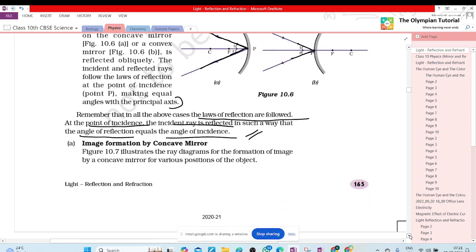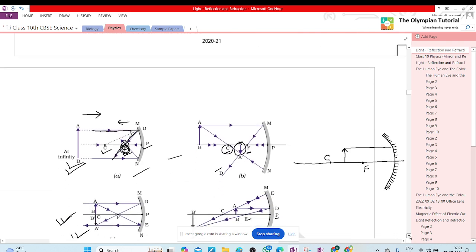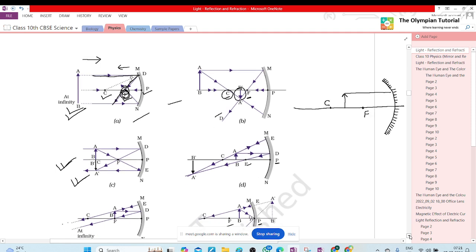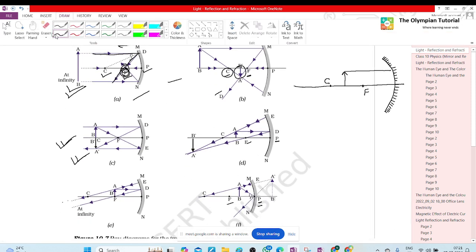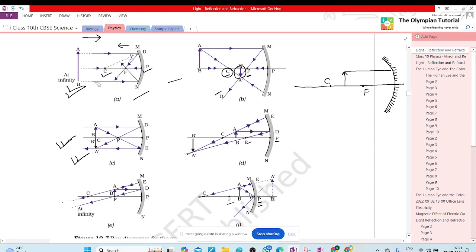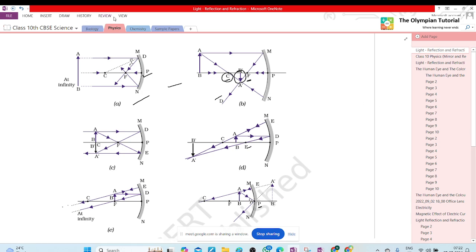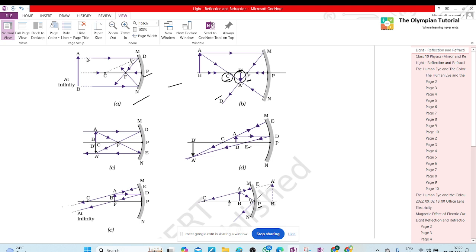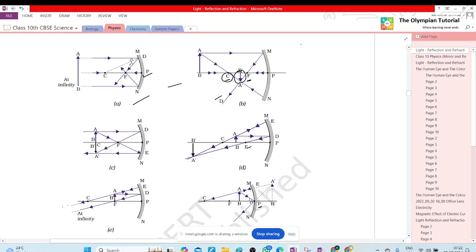Now we will study about the image formation by concave mirror. There are six conditions that will arise for concave mirror. In first condition, Tanya, revise with me. In first condition, object is at infinity.